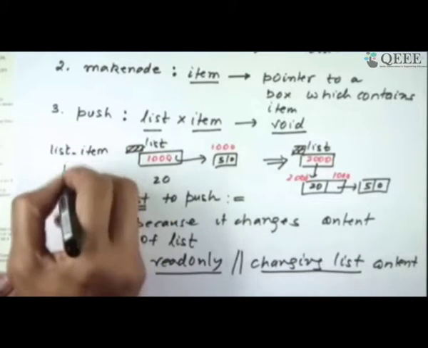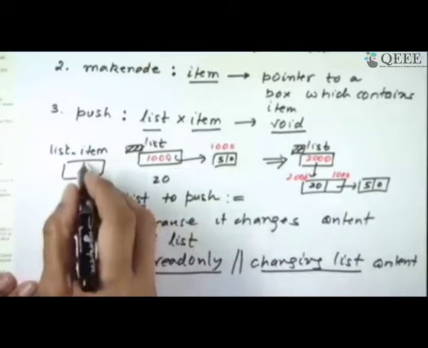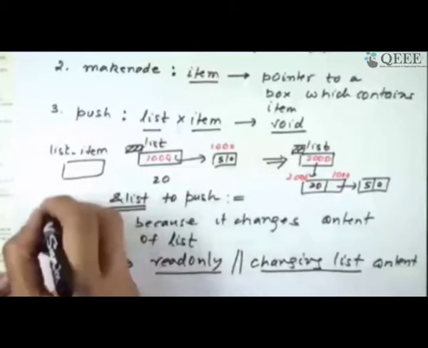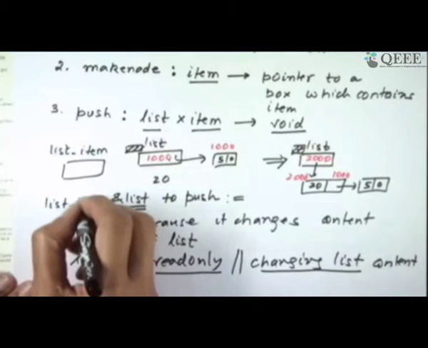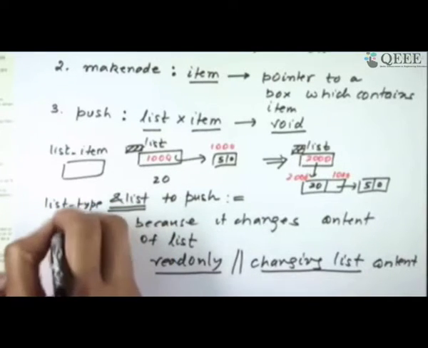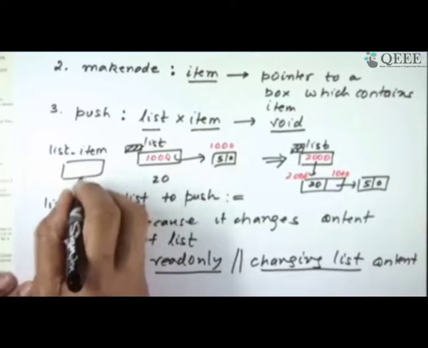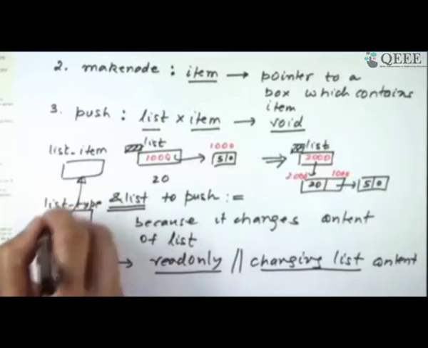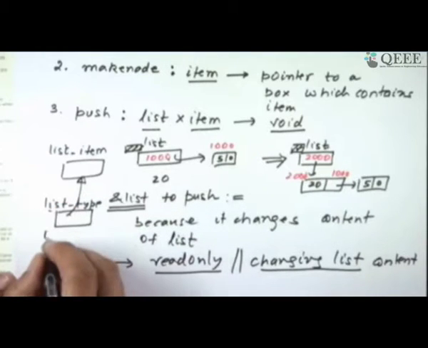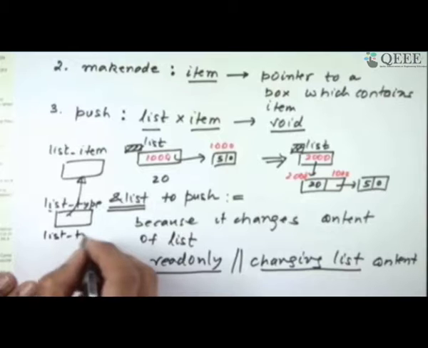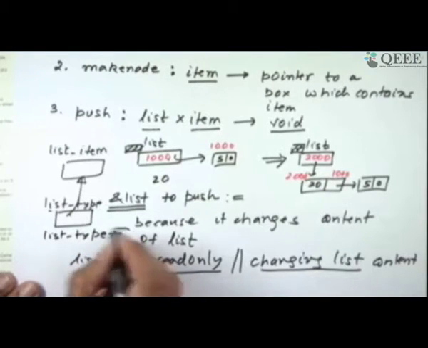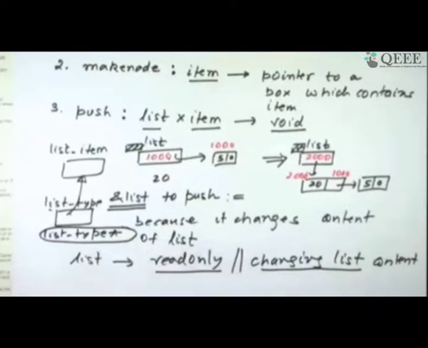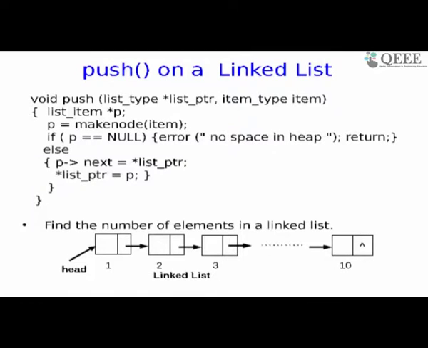Remember that list item is the box. This contains item type, I am ignoring. My list type, when I say the list type box basically has a pointer to this, which is basically what my list is. And in order to change the content here, I need the address of this. So I need the address of list type, which means I need an entity which is list type star. So no wonder therefore the first argument of push in my implementation is not the only way it can be done. It can be done in many different ways.